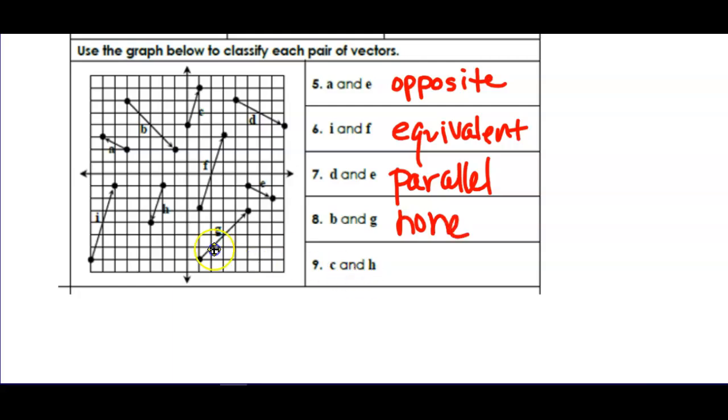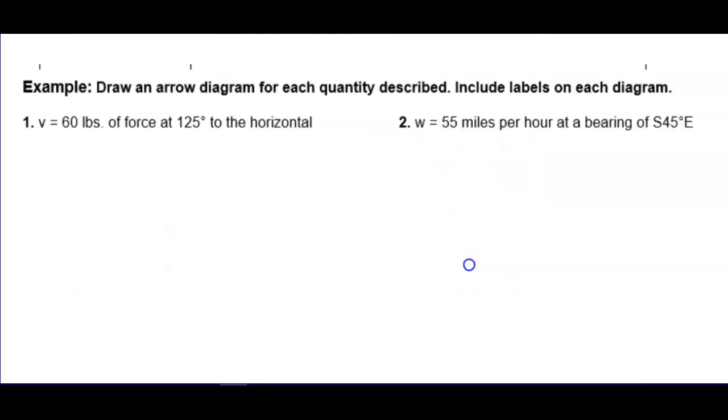C and H. H is down 3 and over 1, and C is up 3 and back 1. So they are in exactly opposite directions again, and the same length. If you put them end to end, they would be going exactly in the opposite direction.